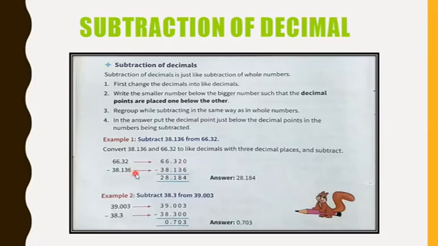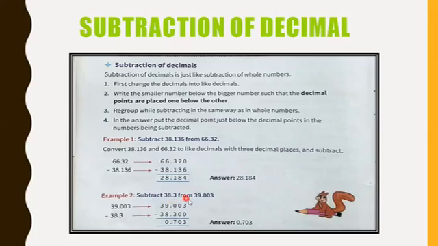66.320. Next 38.136. So we will subtract. Now 0 minus 6 you cannot subtract, so you have to borrow. 10 minus 6, 4. Then here 1 will be 11 minus 3 gives us 8, and 2 minus 1 gives us 1, and the point you should keep. Then 6 is a small number, so you should borrow from the next number. 16 minus 8 gives us 8. Then 5 minus 3 gives us 2. So the answer is 28.184. Let us see another example.